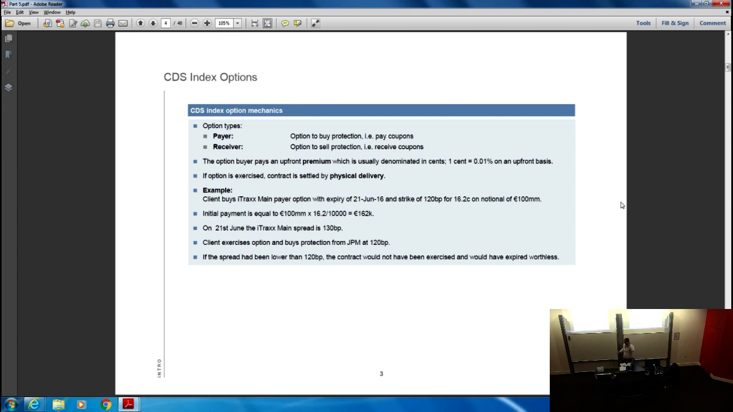And the interesting thing about these options as well is that they're physically settled options. They're not cash settled, so you actually physically get into an iTraxx position on the date of expiry if you exercise that option. So you exercise into a physical iTraxx contract, which you can then go and sell in the market if you so choose.